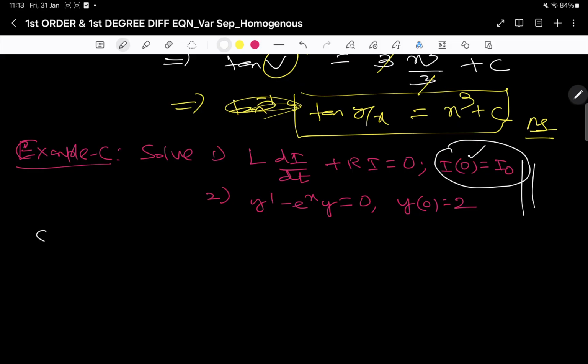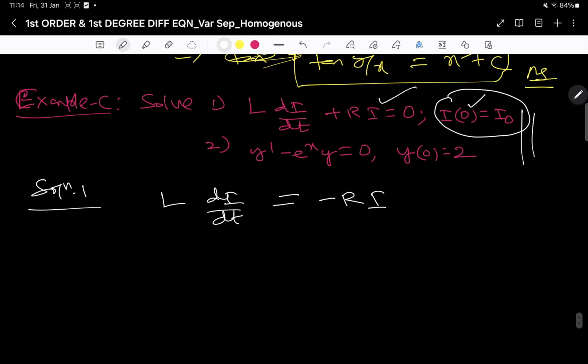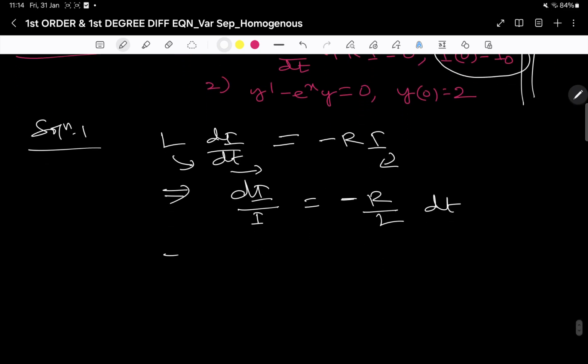Okay. So now coming to the solution of one. L di by dt is equal to minus of Ri. I bring it to the right hand side. So now we separate it. That means di by I, bring I to this side, is equal to minus R by L dt. Now on integrating, di by I is minus R by L dt.